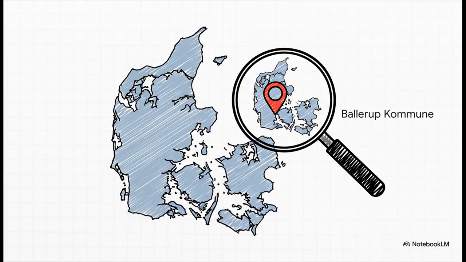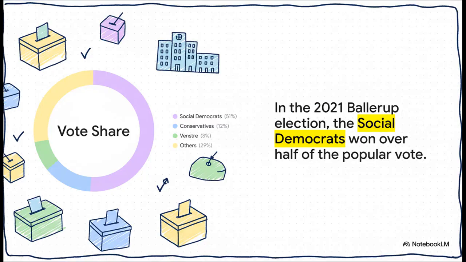We're going to dive into the official results from the 2021 municipal election in Ballerup, which is a municipality just outside Copenhagen. This will show us exactly how it all plays out. So here's a snapshot of what happened in that election. As you can see, one party pretty much ran the table. The Social Democrats, Party A, pulled in just over half of all the votes, a whopping 50.8%.